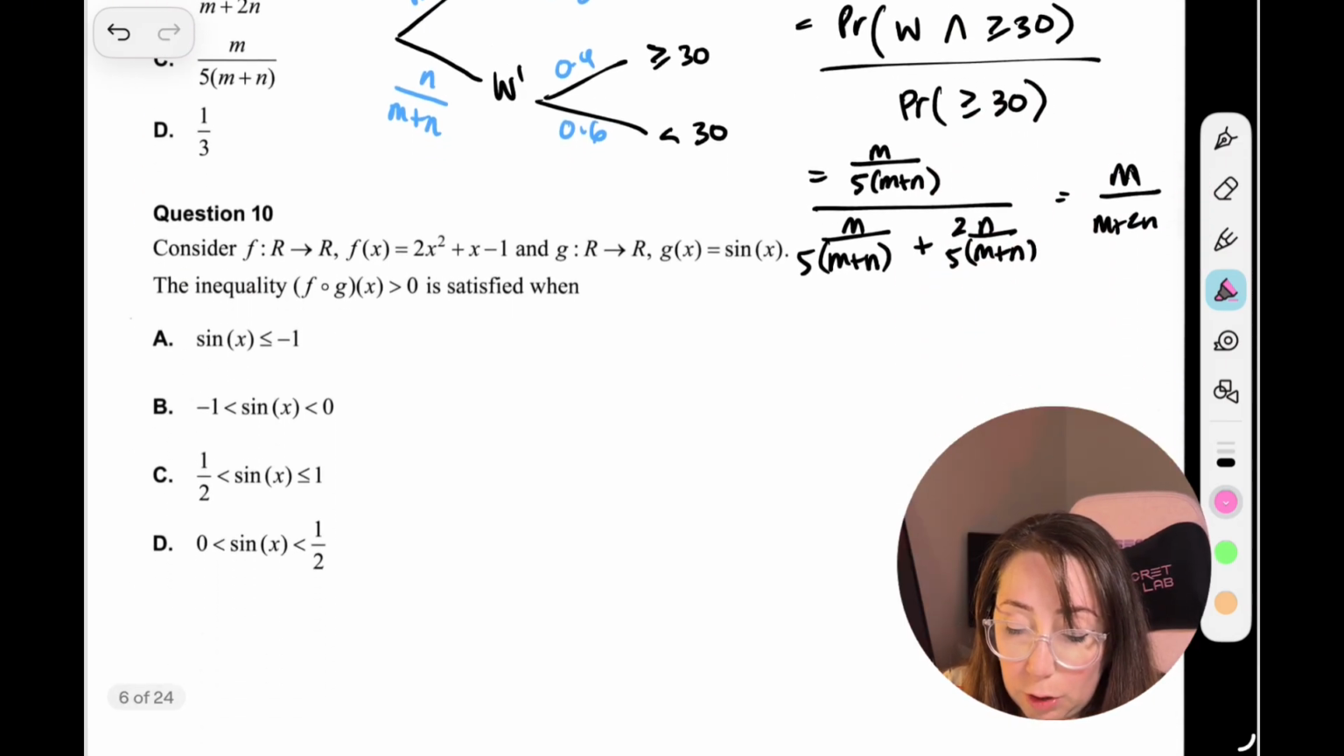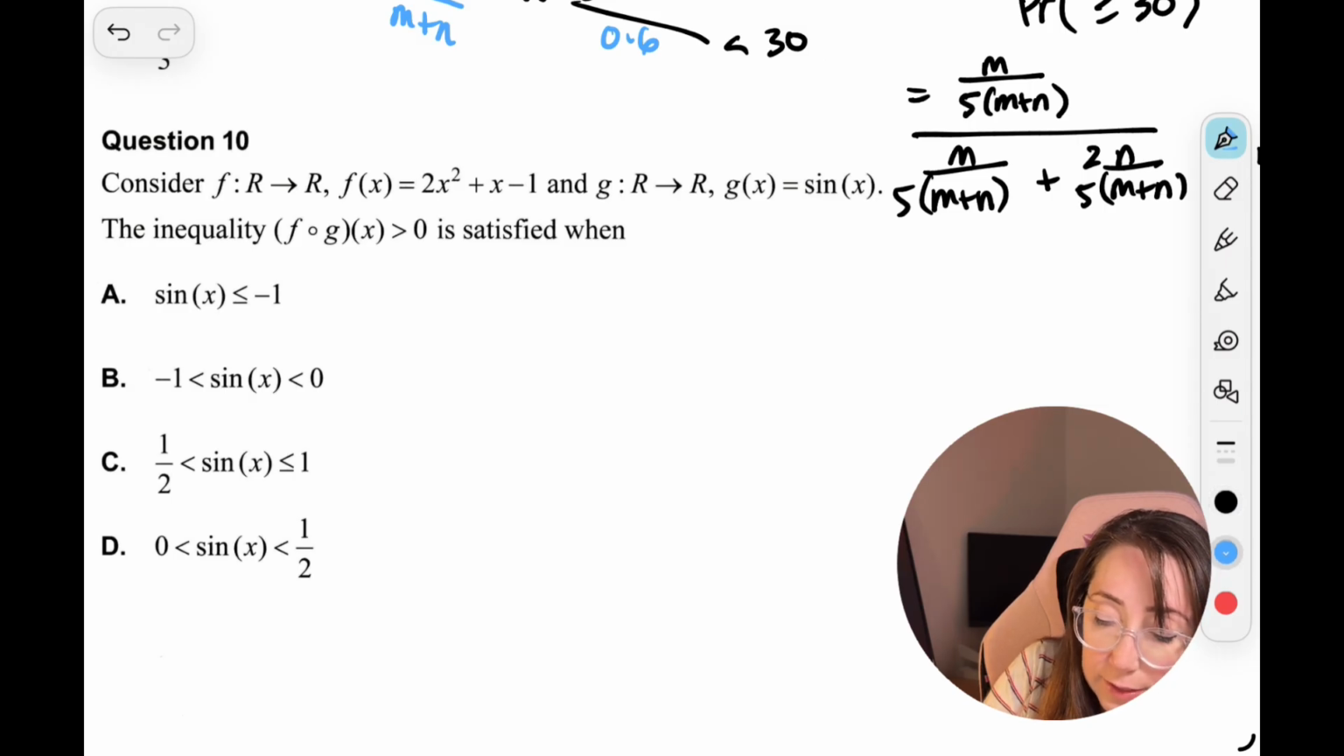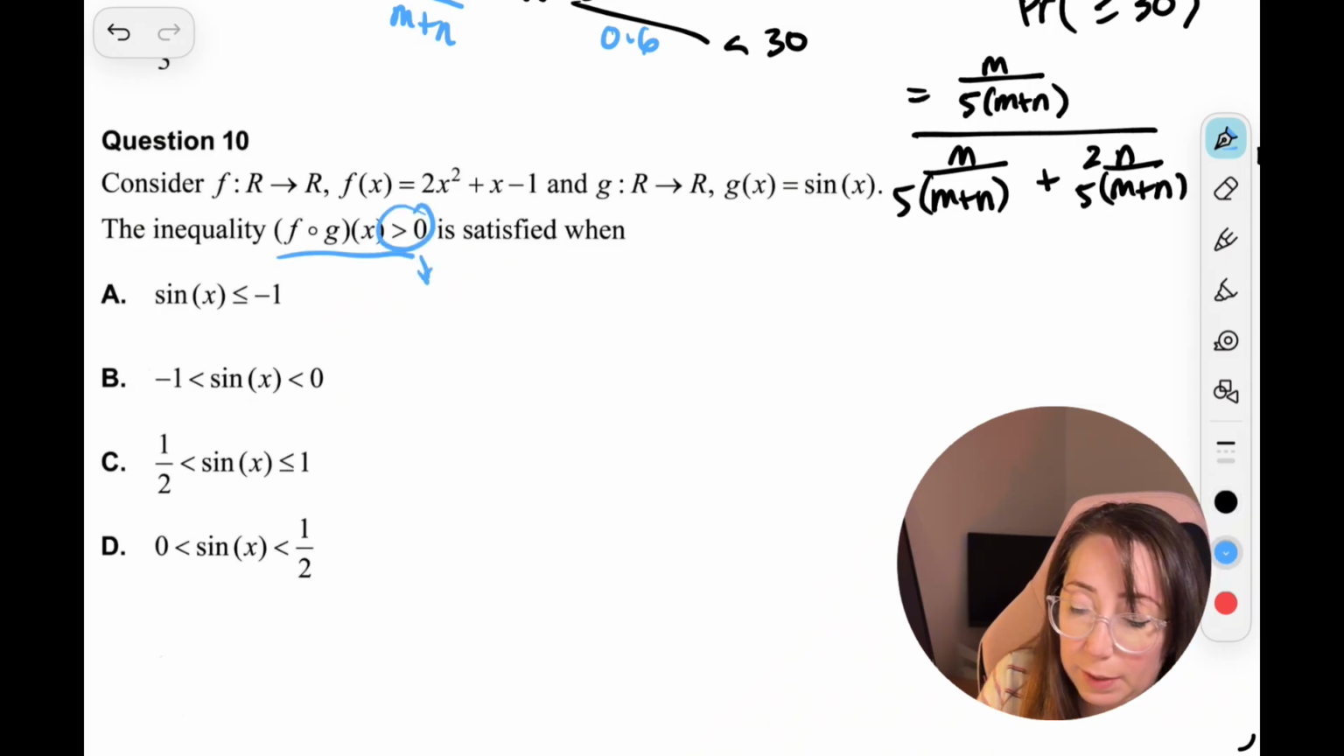Question 10. So we've got two particular functions, f of x, g of x. We've got an inequality that needs to be greater than 0 is defined as. So basically we just need to figure out what is this f of g graph and then where is it above the axis. So I'm going to use my CAS for that.